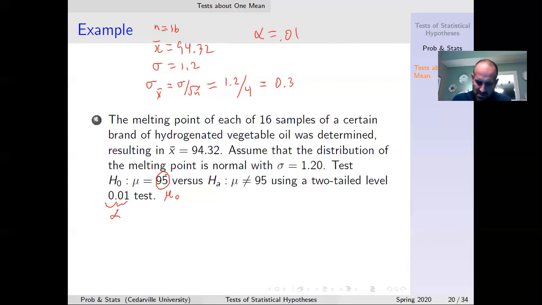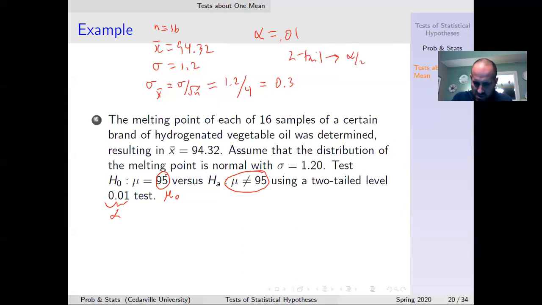Because of the form of the alternative hypothesis, I know I'm going to have a two-tailed rejection region, okay? And let's see here. I know that alpha over 2, since it's two-tail, right?